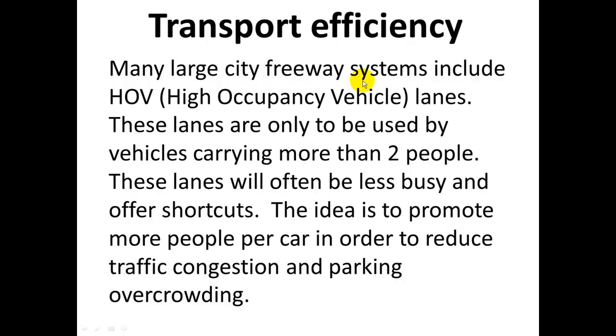Alright, I'm going to propose a new unit here in a minute to talk about transport efficiency. In many large cities, their freeway systems will have what are called high occupancy vehicle lanes, and these are lanes that can only be used by vehicles that are carrying more than 2 people. This is to encourage people to carpool or be more efficient by carrying more people per vehicle. Other vehicles will have to stay in the situations where the lanes are crowded and the traffic is slower, but these high occupancy vehicle lanes will often be less congested, and so you give an advantage to people who are trying to be more efficient. That's the idea behind these high occupancy vehicle lanes.